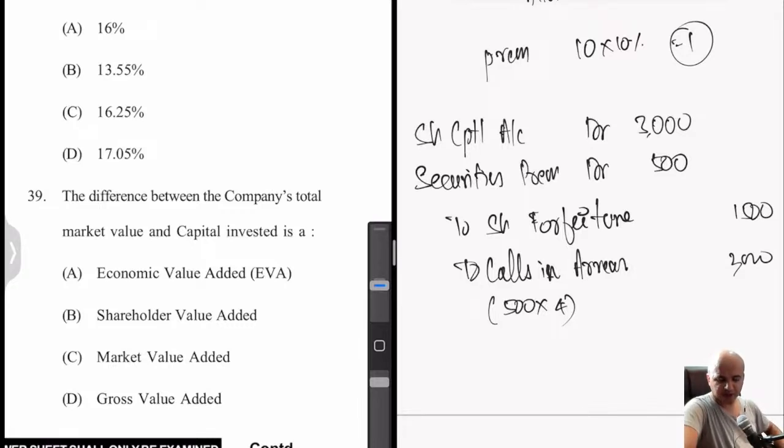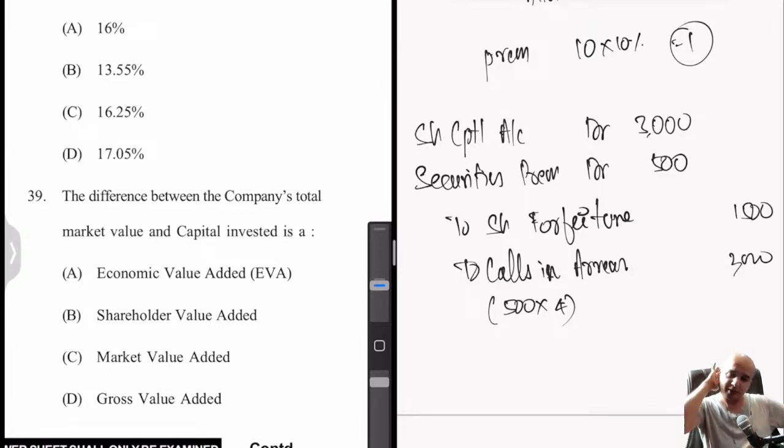Question number 39. The difference between company's total market value and capital invested. This is easy actually. So now, what is market value added, you can say? Okay. What is market value added? Market value added is nothing but the difference between company's total market value and the company's capital which is invested, or company's invested capital. That is market value. So I'm just rephrasing the question. Instead of this question, we could have also asked what is market value added. For that, the answer would be the difference between company's total market value and the capital invested.